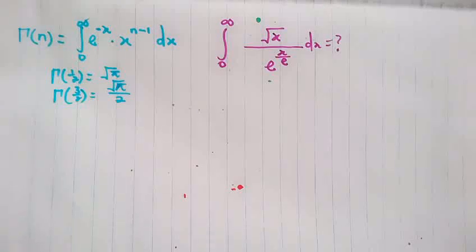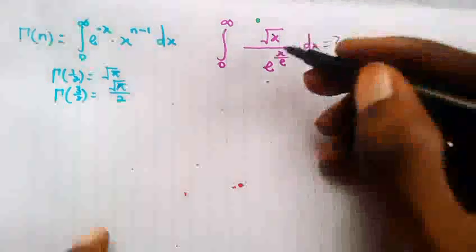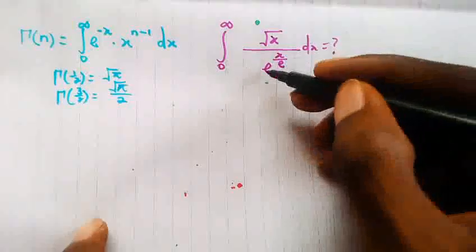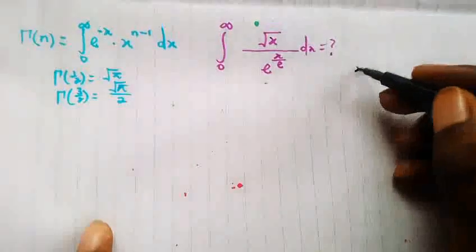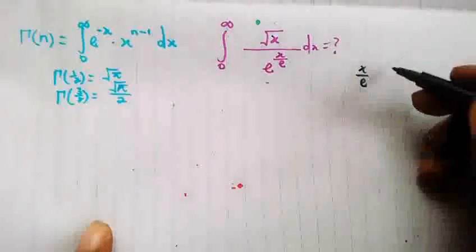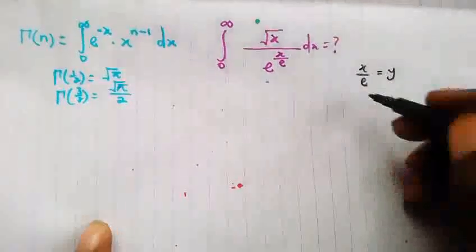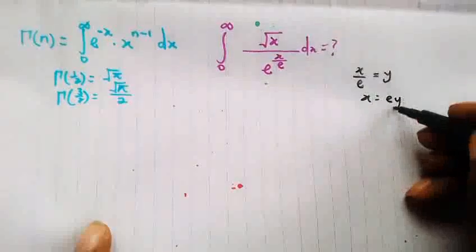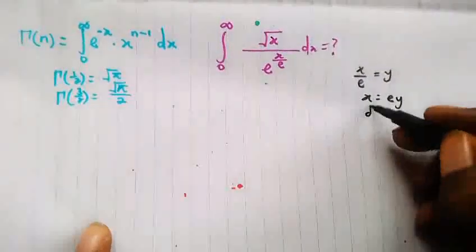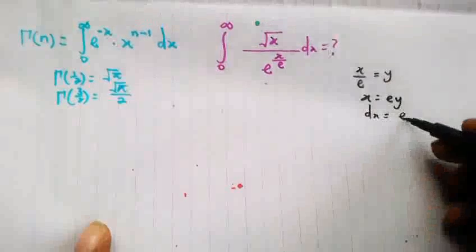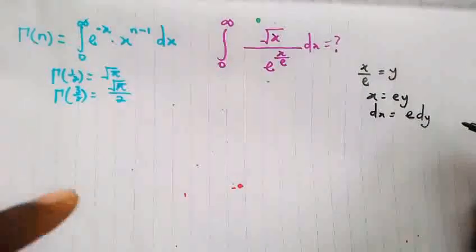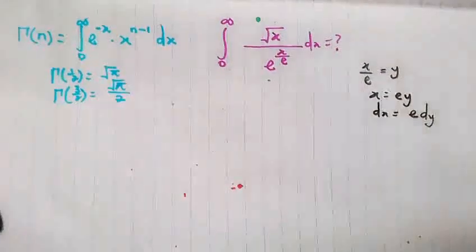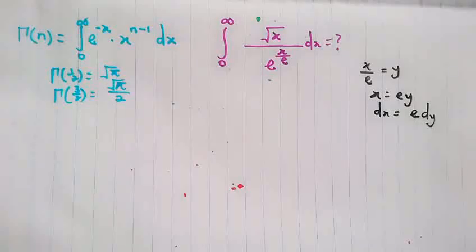So let us start by taking a substitution. Let this power of e here, that is x over a, equal to y. Now cross multiplying, we have x is equal to a times y. Now differentiating, dx is equal to a times dy. Remember a is a less number, not just a variable.